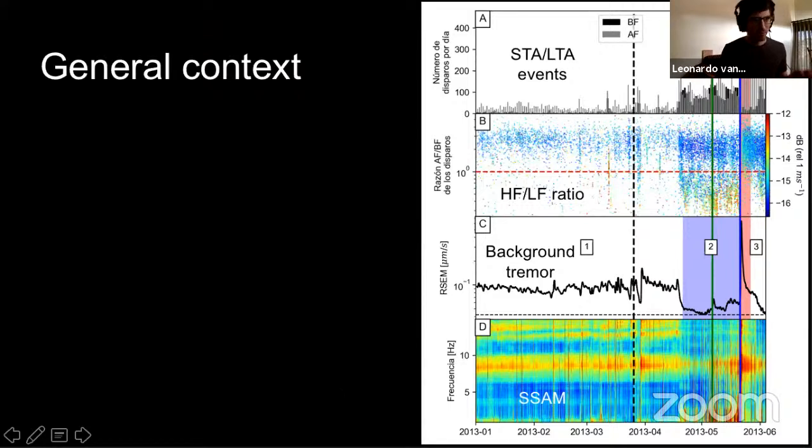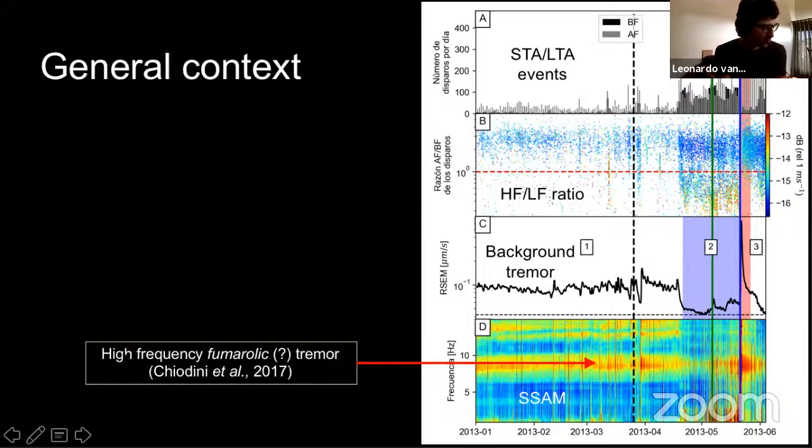So just to give you a general idea of what's happening, here we have the discrete events triggered by the STA-LTA algorithm. Here we have the high frequency to low frequency ratio of those events, then the background tremor, and the spectral amplitude of this signal. And what is interesting here is that we have this high frequency tremor that might be something fumarolic, like has been observed in other volcanoes.